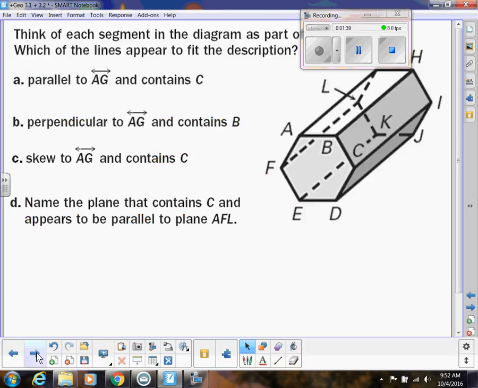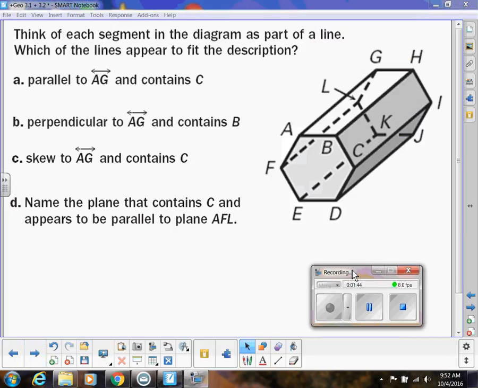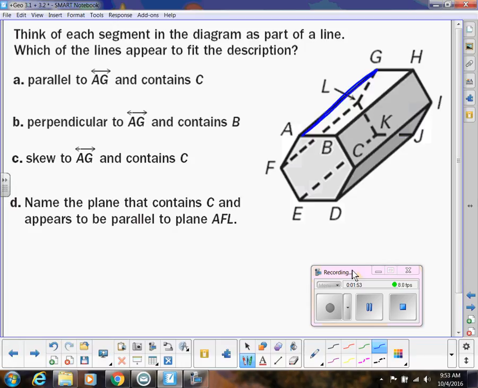So let's look at another example. In this diagram, we're going to see which lines appear to fit each description. In part A, parallel to AG. So AG is right here. We want it to be parallel and also contain C. The only line that's parallel to that and has that C would be this one right here. Now, if I didn't have to put it through C, there would be many lines that are parallel to AG.